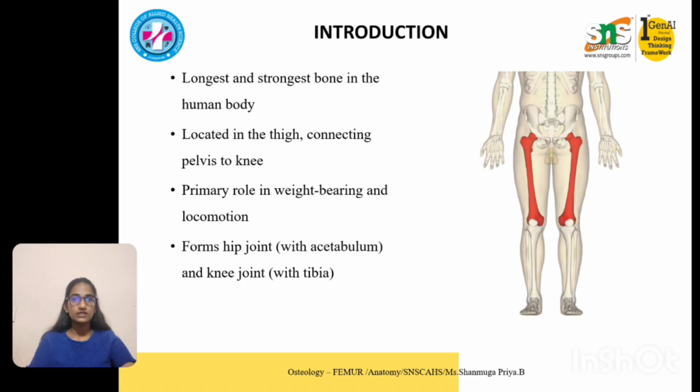Femur. Let's see about the femur. Welcome back. Now let's discuss the femur in our osteology series. Again, the femur is the longest and strongest bone in the human body. It is located in the thigh, connecting the pelvis to the knee. It also plays a primary role in weight bearing and locomotion. It forms the hip joint proximally with the acetabulum and the knee joint distally with the tibia.